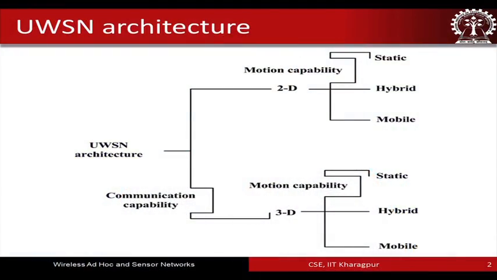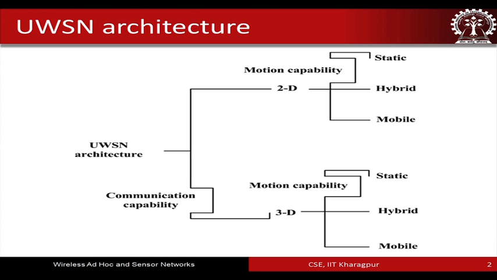So, now we come to the third part of underwater sensor networks. Here we are going to talk about the different architectures that have been proposed for underwater sensor networks. We are going to focus more on the architecture and thereafter a little bit on a few other different issues. When we talk about architecture, the underwater sensor network architectures that have been proposed can be classified into 2D architecture and 3D architecture.